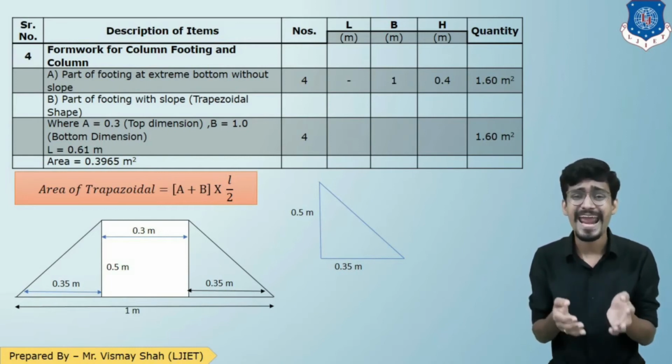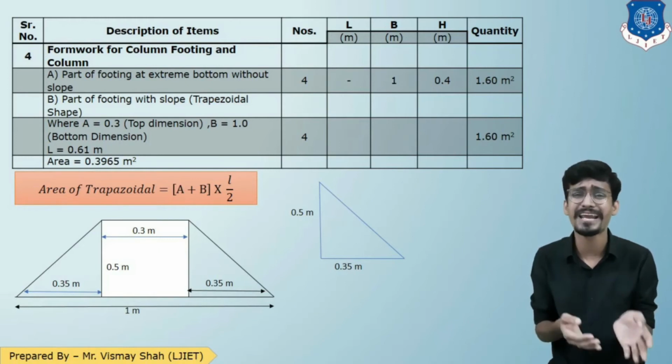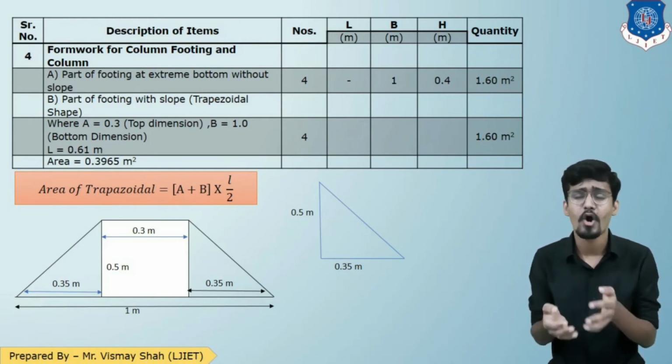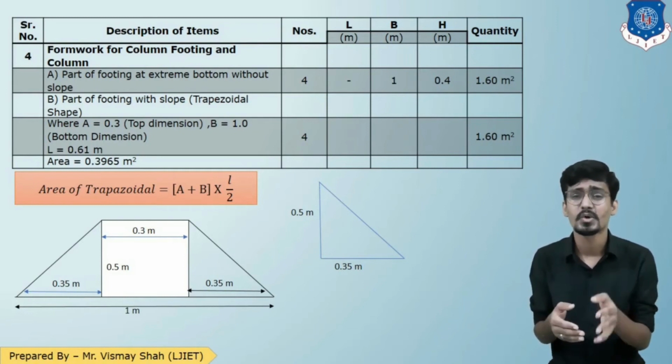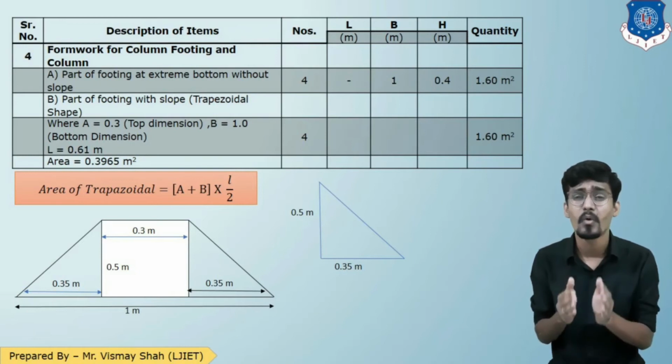Now A and B, top dimension and bottom dimension, 0.3 and 1. So we have all the values, and by applying those values, we'll get area as 0.39 meter square, or nearly 0.4 meter square. But again, remember, this trapezoidal is on the 4 sides. So we'll get the total formwork quantity for that trapezoidal as 1.60 meter square.